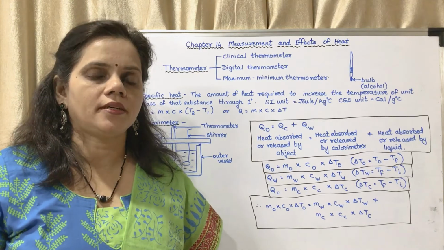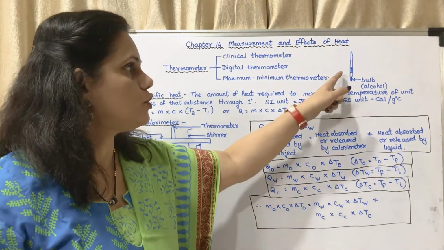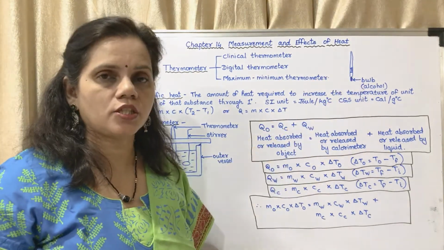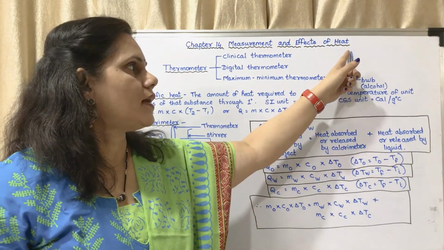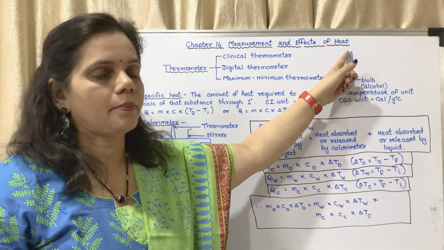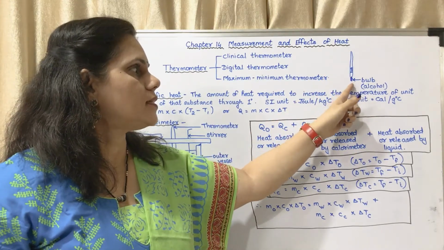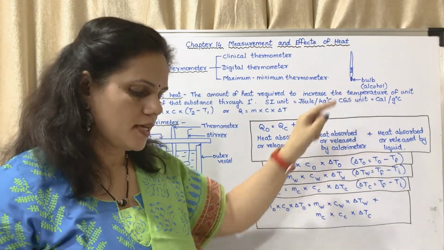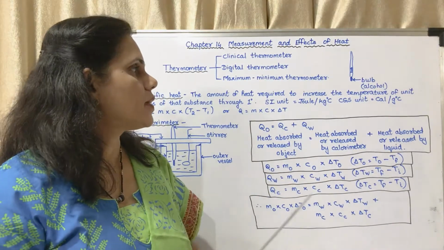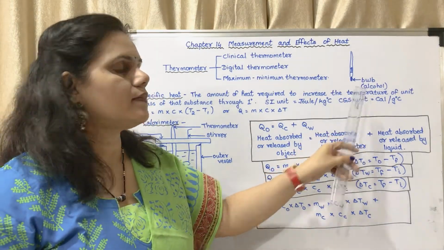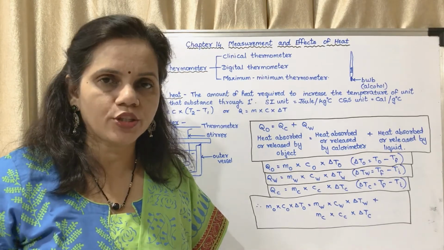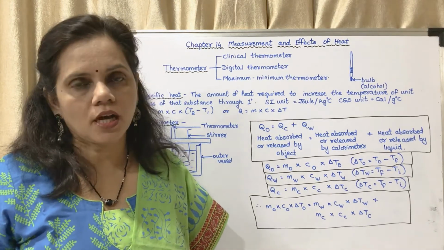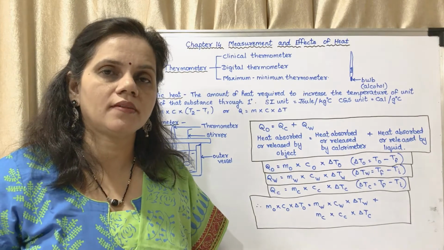This thermometer consists of a glass tube. It is closed at the upper end, and at the bottom there is a bulb, here you may see there is a bulb. This bulb is filled with alcohol. Earlier it used to be filled with mercury, but as mercury is harmful to us, nowadays it is filled with alcohol.